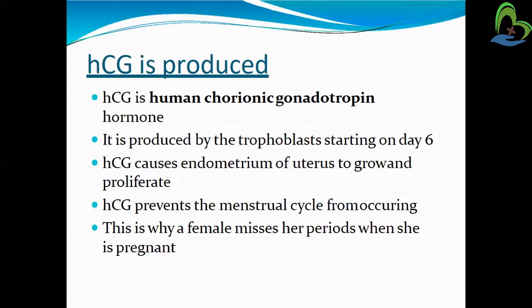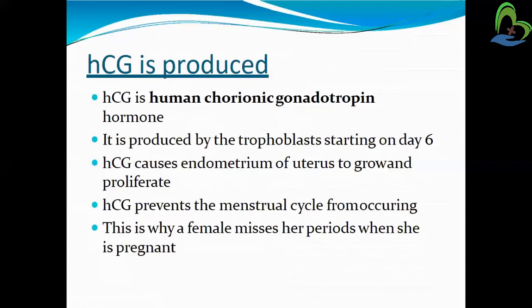Next, the HCG hormone. HCG means human chorionic gonadotropin hormone. It is produced by the trophoblast starting on day 6. So after fertilization, on day 6, the trophoblast starts releasing the HCG hormone, and HCG causes the endometrium of the uterus to grow and proliferate. Okay, so the main function of HCG is to support the uterine wall, the endometrium, for growth and proliferation. HCG prevents the menstrual cycle from occurring.